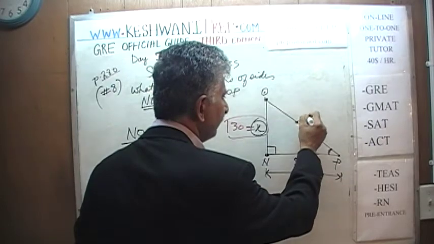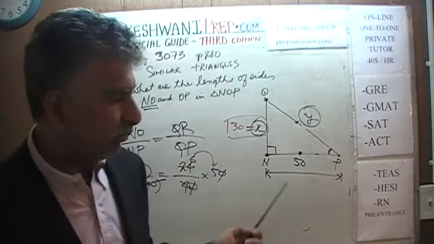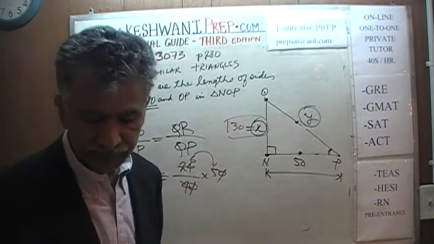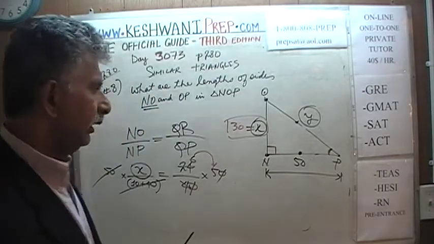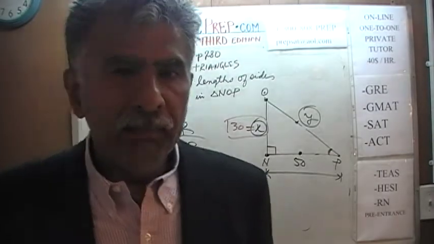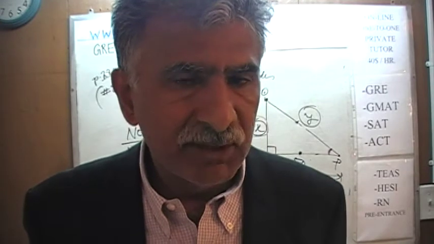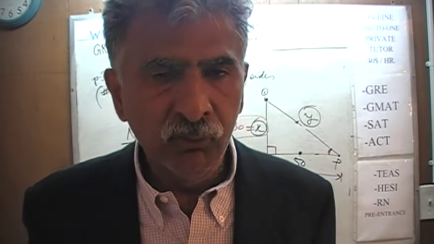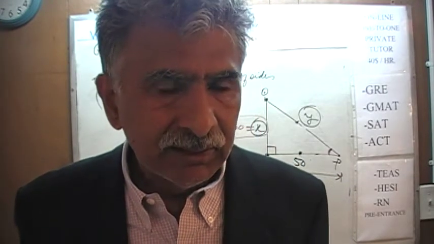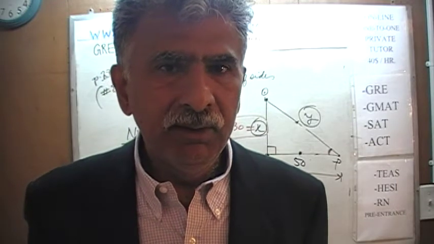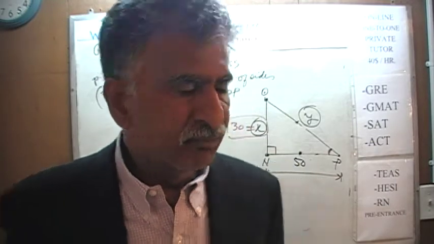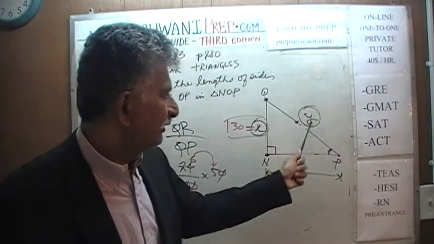The question is, what is this side? Let's call it Y. We can't call it X because we used the symbol X to represent something else in the same problem. So let's solve for it. Now all we have to do is apply the Pythagorean theorem. A simple application of the Pythagorean theorem will see us through. But do not be hasty. Don't just assume that this is 30 and this is 50, so this has got to be 40.